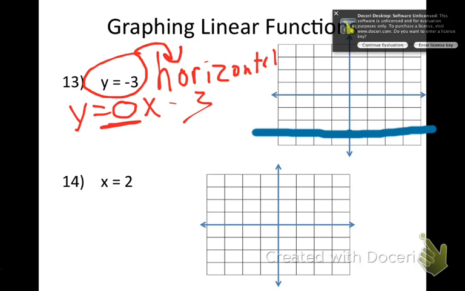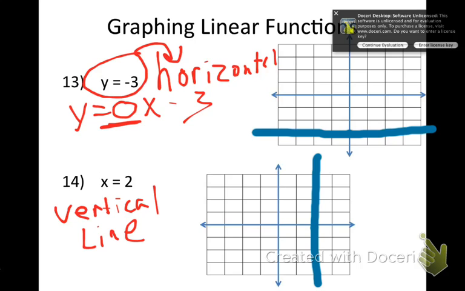Number 14 now gives me x equals 2. Well, 2 is my, what would you say now? If negative 3 is my y-intercept, 2 is my x-intercept. And I want to find where everything is x equals 2. Well, that is now a vertical line going right there. So x equals 2 would get us a vertical line.